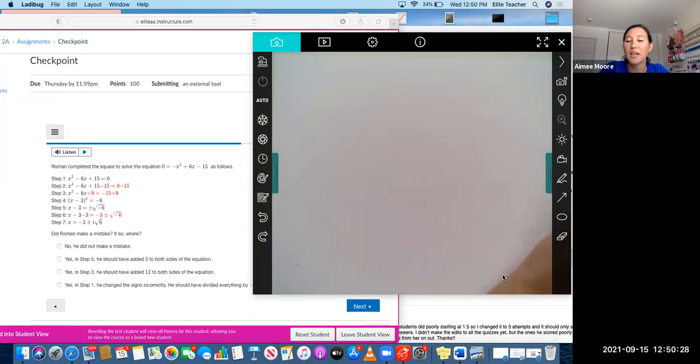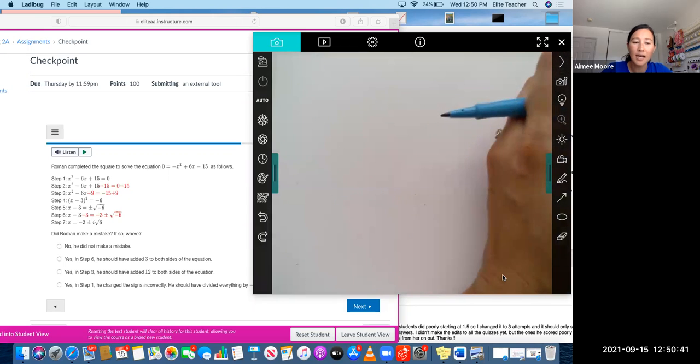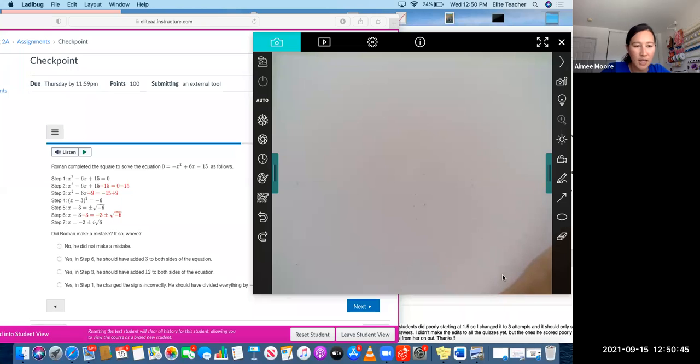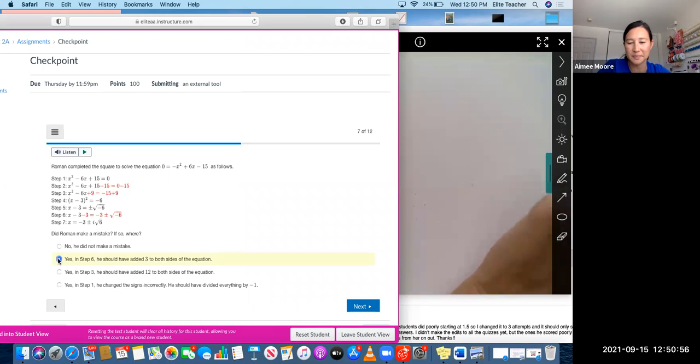Okay, Caleb, will you... oh, Calliope just said it, exactly. So, right, in step 6, he should add 3 to both sides, right? He subtracted 3, but it was x minus 3, so then you're going to get x equals 3 plus or minus i radical 6, not x equals -3 plus i radical 6. So that is correct. Yes, Caleb, you were right. Very good. So in step 6, he should have added 3 to both sides of the equation.